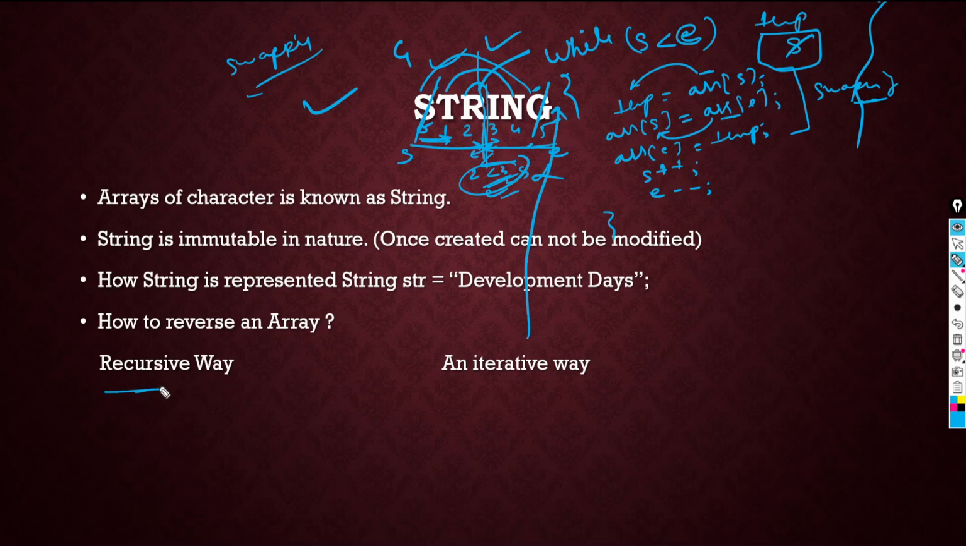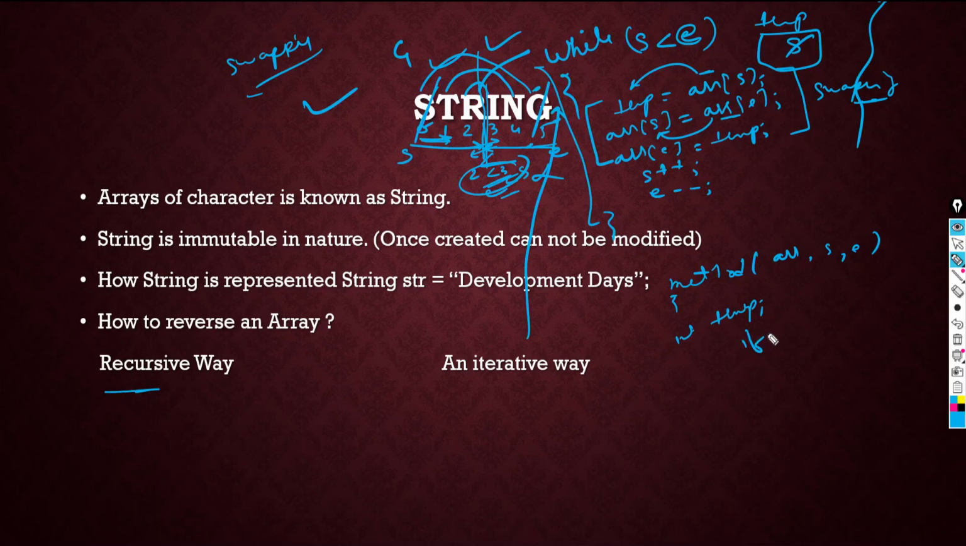Let me give you a recursive way. This problem can also be solved using recursion. Why? Because we are doing the same swapping thing again and again. So for this, what do you have to do? You have to create one method, and in that method you need to pass the array, start and end. If you are passing these values, then what do you need to take? Again, you need to take one temp variable. Int temp, let's suppose you have taken.